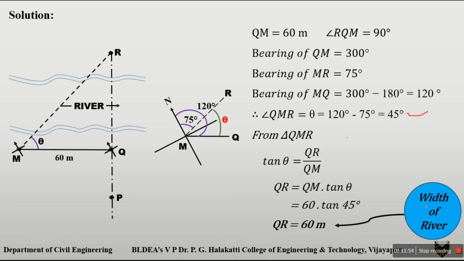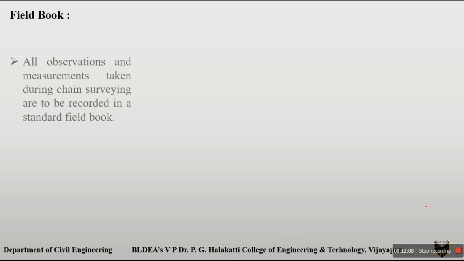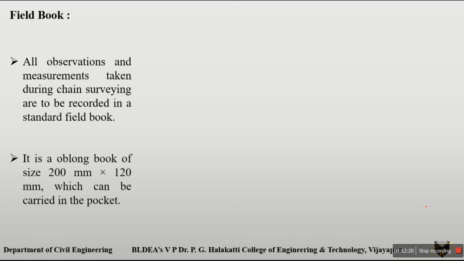Okay, I will move to the next slide. That is the field book. Field book means what? Whatever you conduct while surveying, you have to put the details in one book. That book is called a field book. Means whatever data is collected in the field, you have to record in one book. The size of the book is 200 mm by 120 mm, which means you can easily carry it in your pocket.